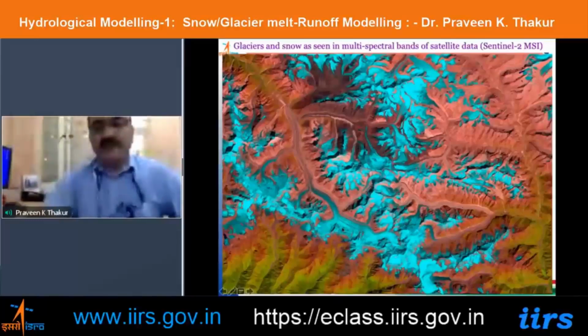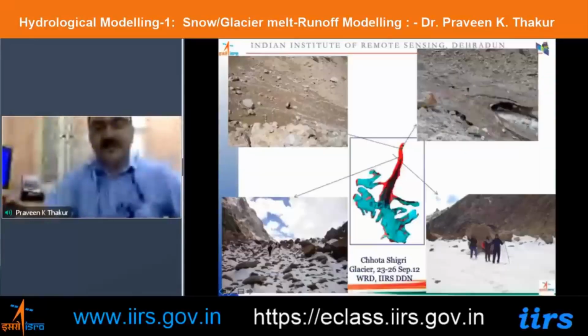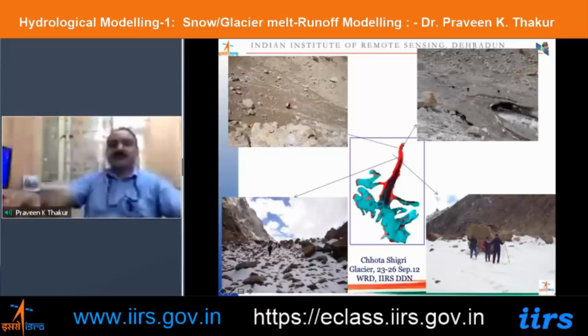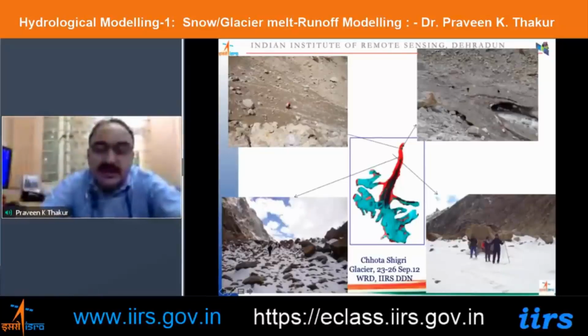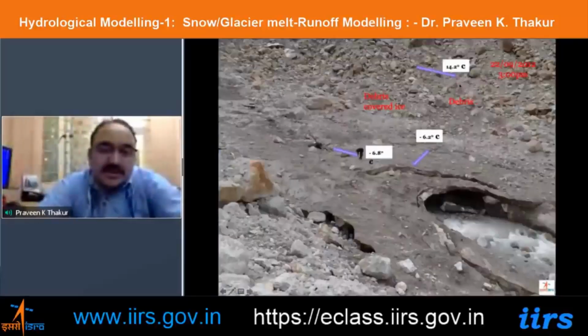These are some of the field photographs. You can see the debris covered glacier here. This is just below the snout where an avalanche has taken place. You can see the land surface temperature is on the negative side as compared to the debris adjacent to this glacier, where it is not underlain by ice, so the temperature is higher. So if you want to map, we can make use of the land surface temperature data.